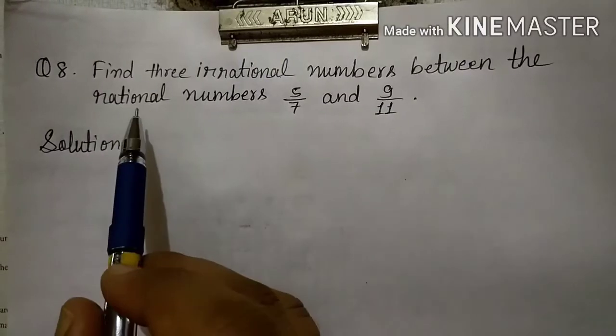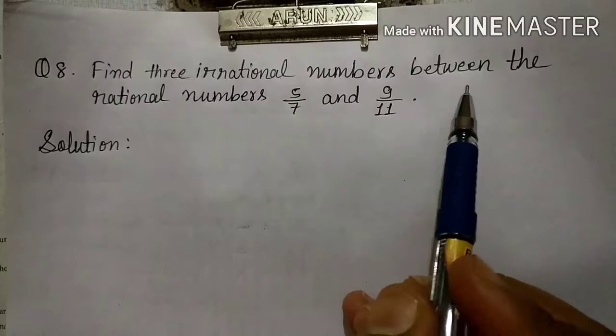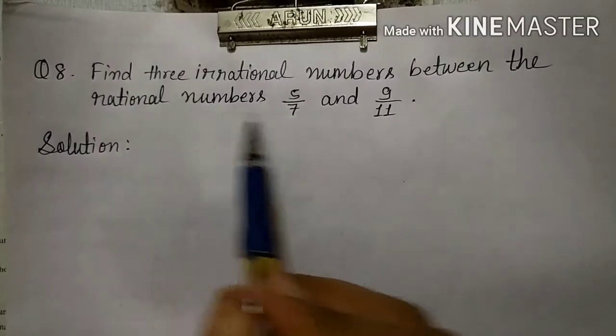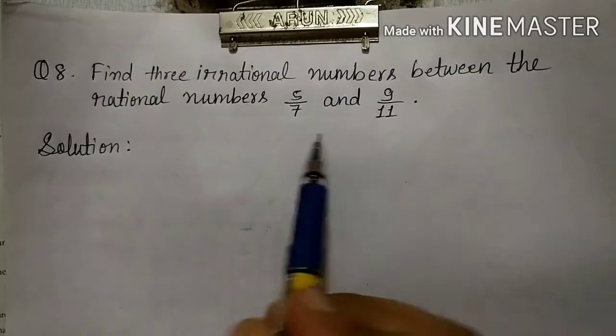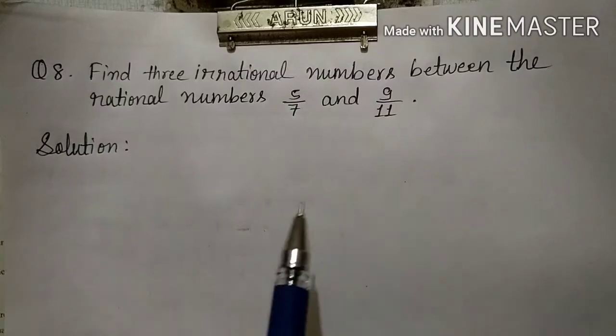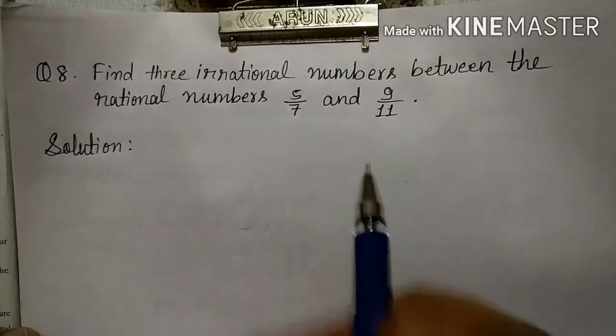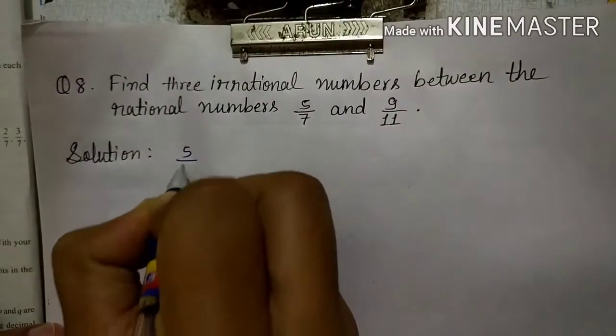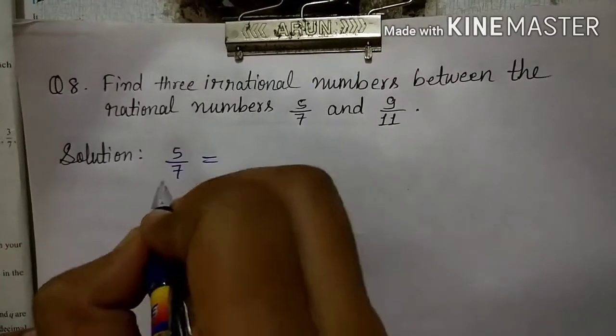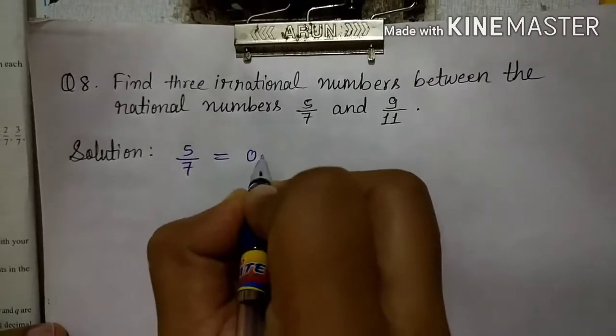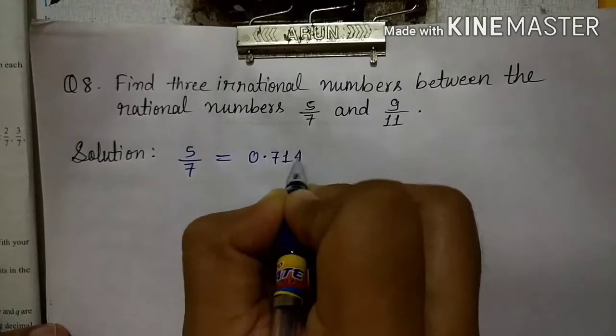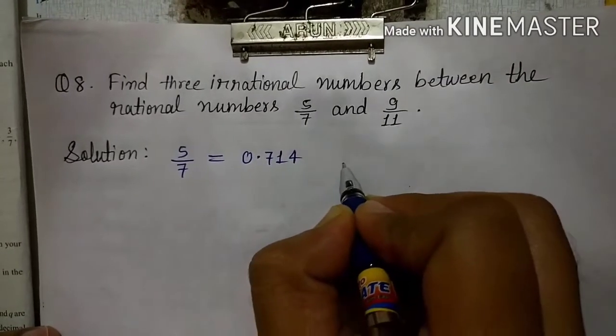The next question says: find 3 irrational numbers between the rational numbers 5/7 and 9/11. We are given rational numbers and we have to find 3 irrational numbers between them. Now we can write 5/7. If we divide 5 by 7, what will come? It will come 0.714. You can divide them yourself. Okay, then what is the other number?